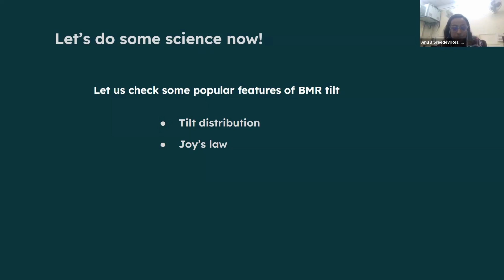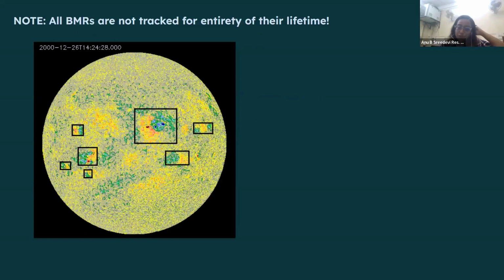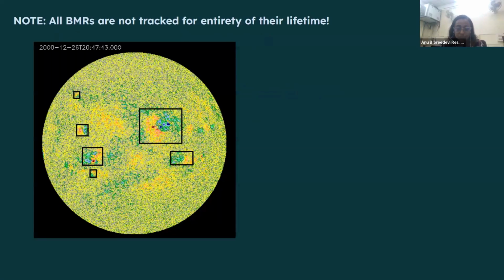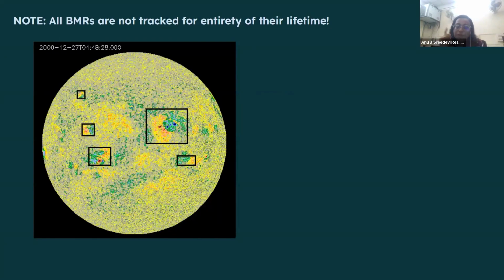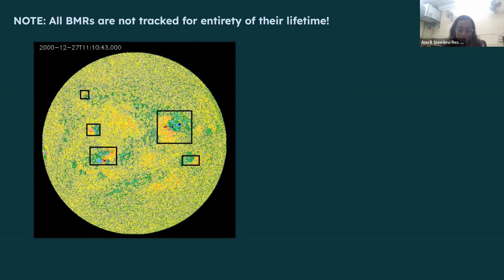So the tilt distribution, we expect it to be Gaussian with a positive mean. And Joy's law, as I told you, says that as latitude increases, the tilt should increase. But before getting into the analysis, we should understand what we are working with. One thing to note here is that not all BMRs are tracked for the entirety of their lifetime.